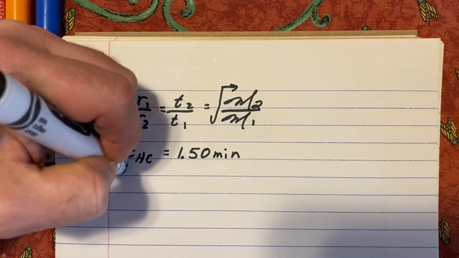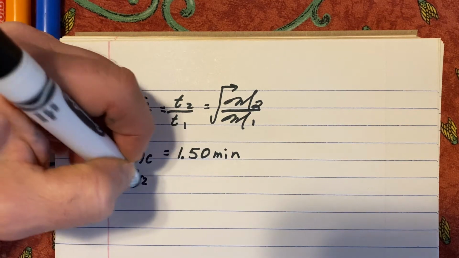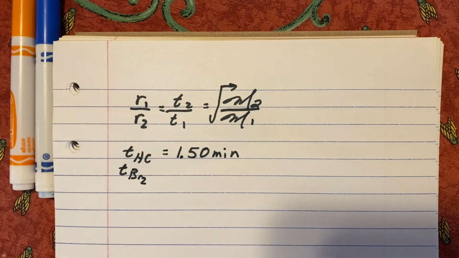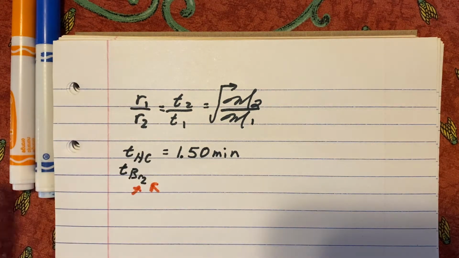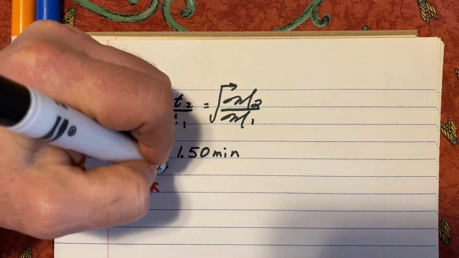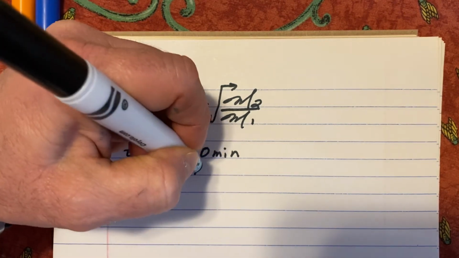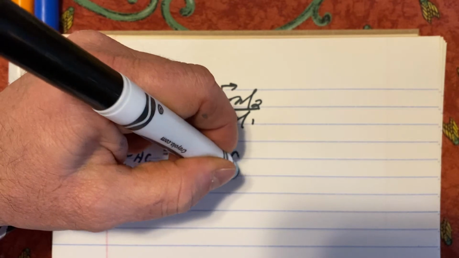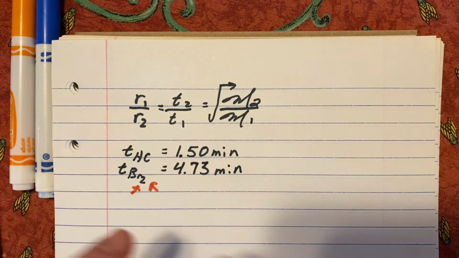And the time for the bromine they gave us is 4.73. And I'm going to show you right now, see how it's time over time? That means that these units are going to cancel out, and this is going to be a unitless calculation, which is actually going to be pretty nice.